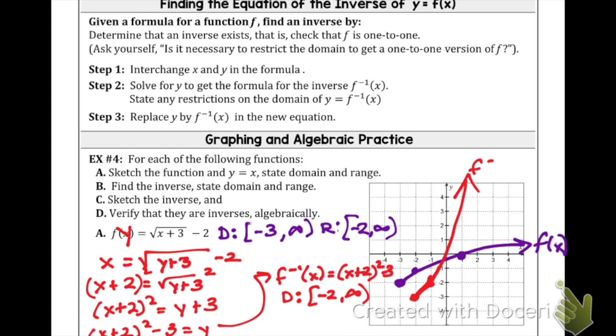So here is your inverse, right? So I want to restrict it to the domain, which is the same as my range of the original function. So it's always good to think about the domain and range of the original, because the range of your original will be the domain restriction that you use for the inverse.